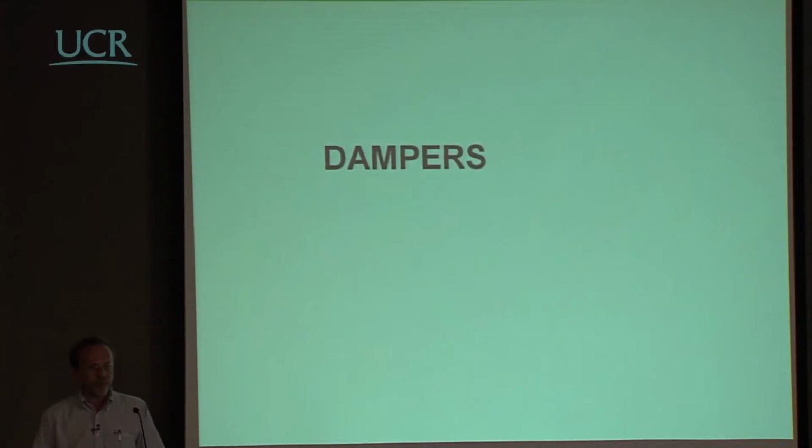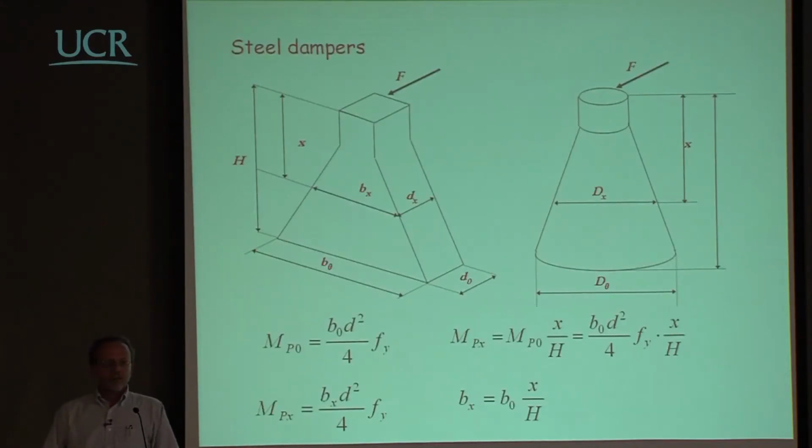A few words on dampers. I will describe only 2 kinds of dampers. One is a very simple one. It's a piece of steel. Essentially, a piece of steel is an efficient damper if you design the shape of this piece of steel in such a way that plasticity does not occur in a plastic hinge region, but plasticity occurs everywhere.